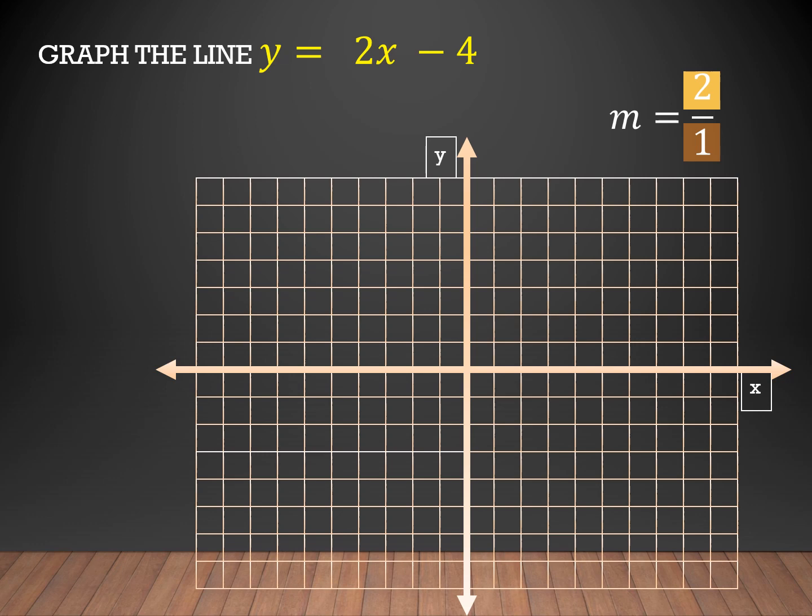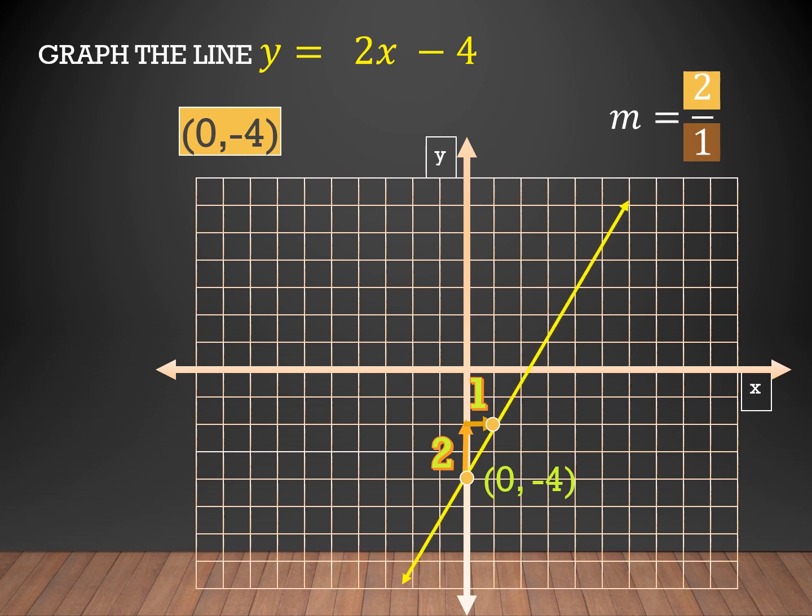For example, we're going to graph y equals 2x minus 4. First, we're going to start with the y-intercept, which is (0, negative 4). Now, the rise is 2, so we're going to go up by 2 units. Then the run is 1. We're going to go to the right by 1 unit. Where you stop, plot this point, join the 2 points, and you get your line.